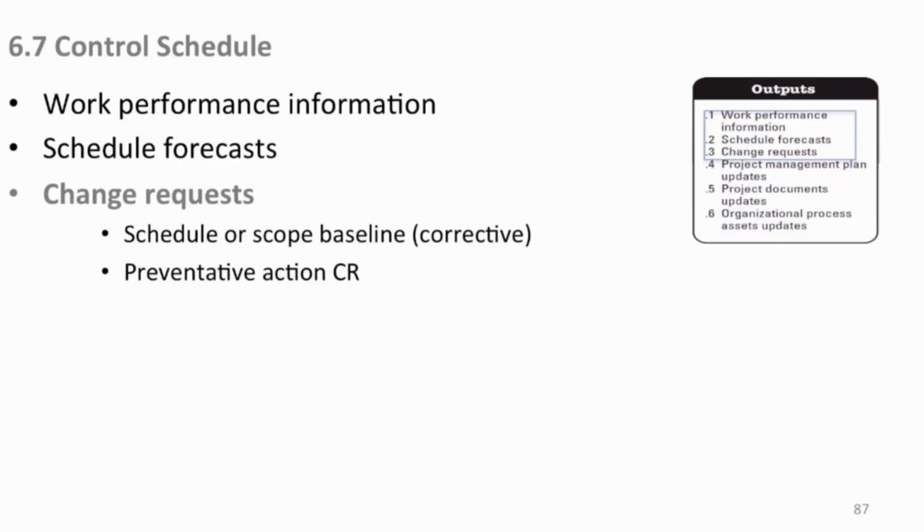Your requirements may stay the same, but the scope baseline, which includes your detailed work breakdown structure, will change, because the big piece won't be there anymore; you'll have 3 little pieces. So your scope baseline may have to change. And because you're trending out of control with your schedule, you may need some preventative change requests to officially make changes in the way you're working, to bring it back into compliance with the baseline. So those are the primary outputs from controlling your schedule.